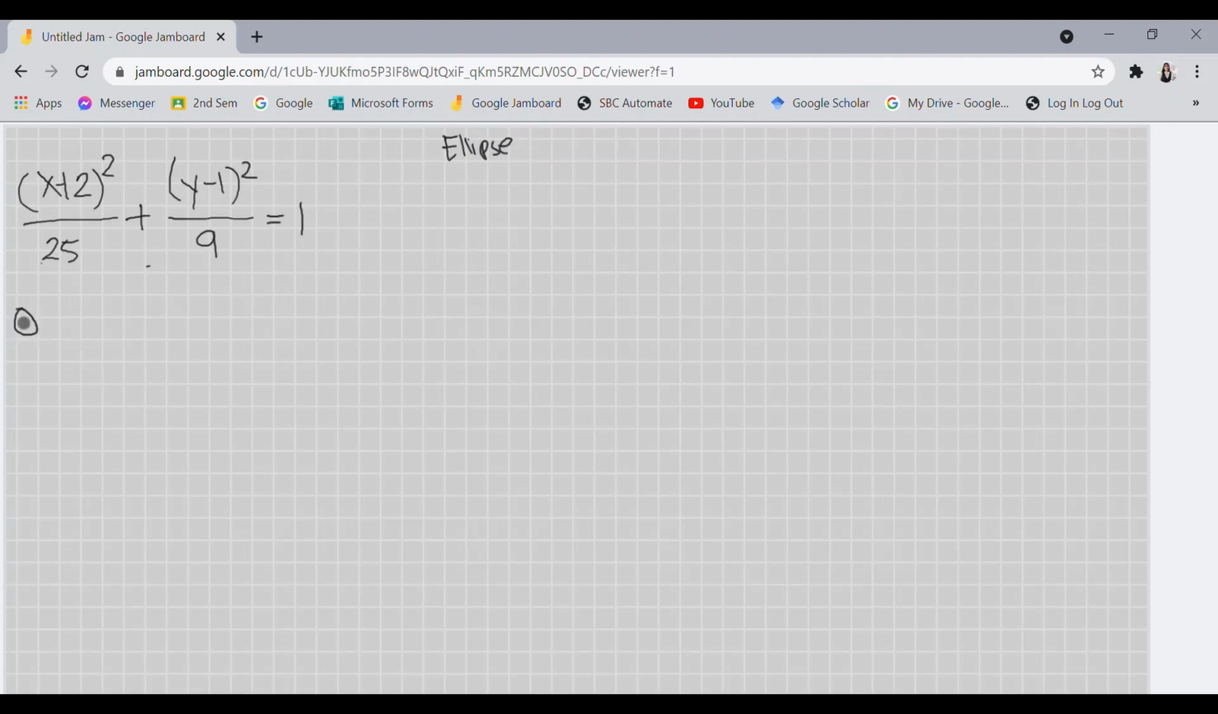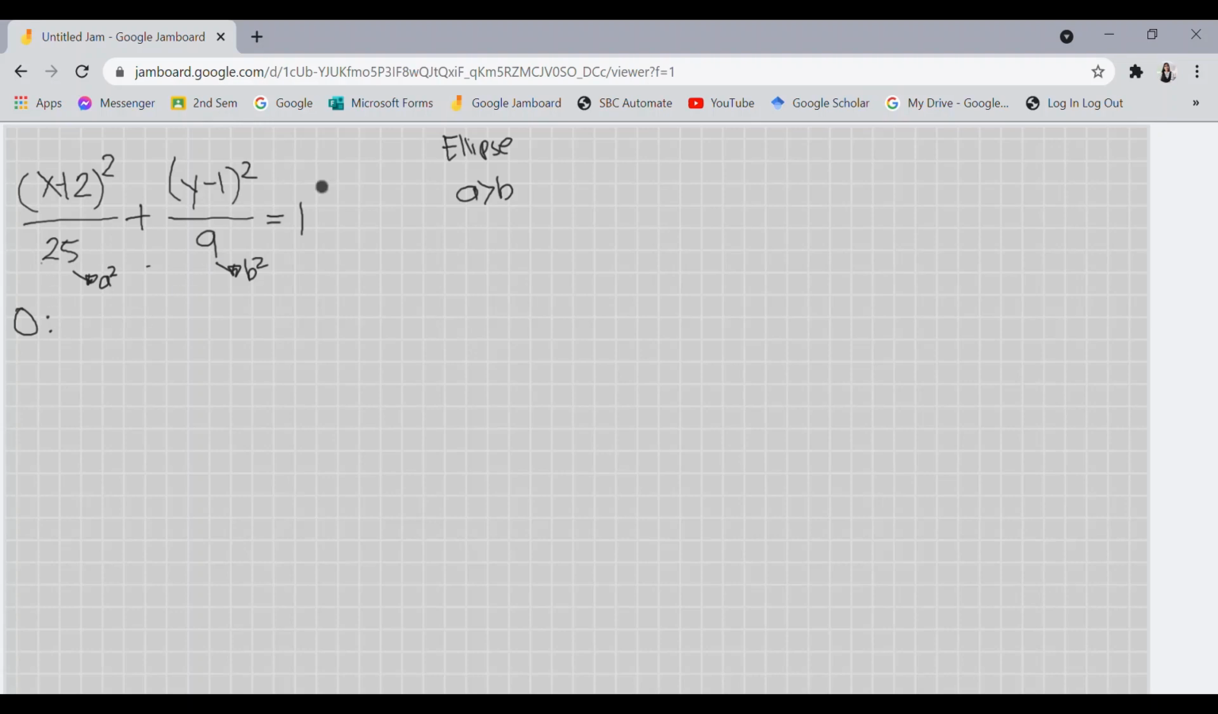So, to identify the orientation, first, look for the bigger number. Kasi for ellipse, you have to remember that a is greater than b. So, technically, mas malaki itong 25. This stands for your a squared. And then, for 9, that stands for your b squared.